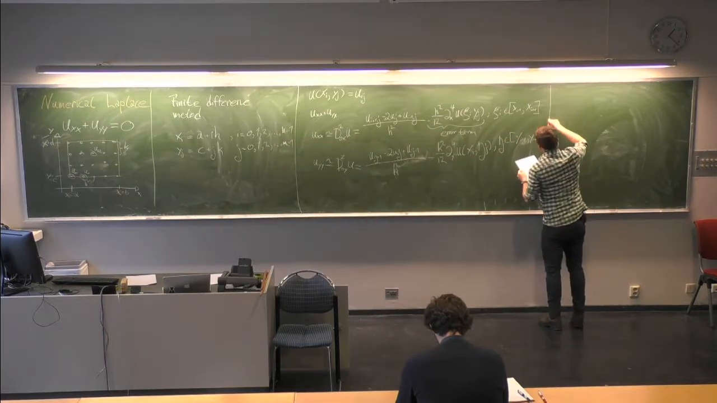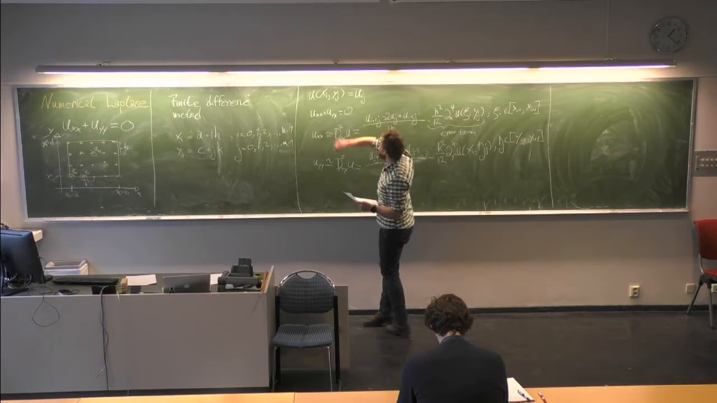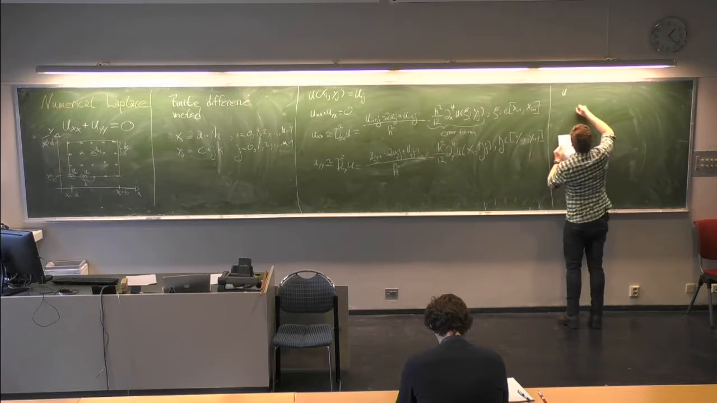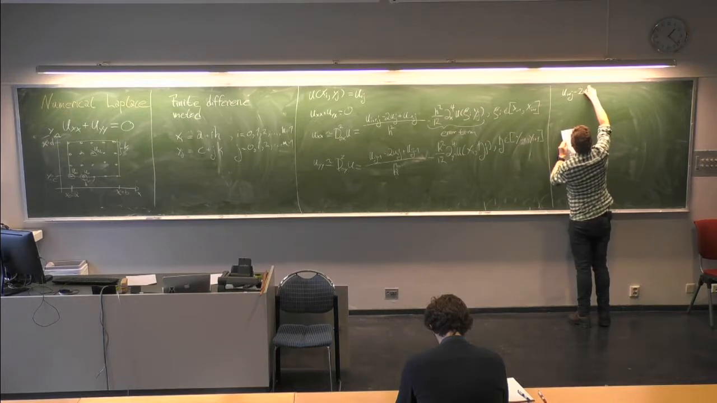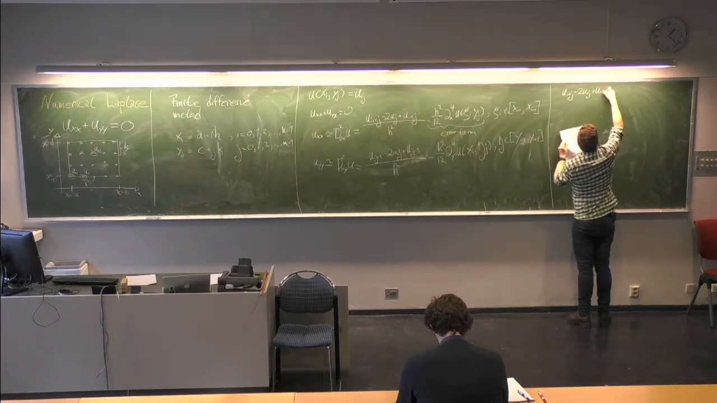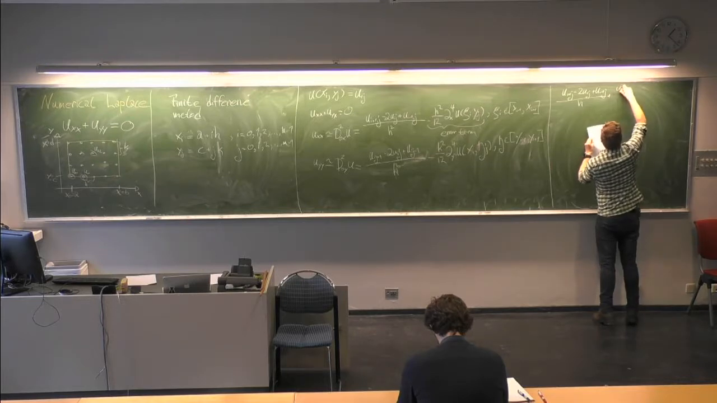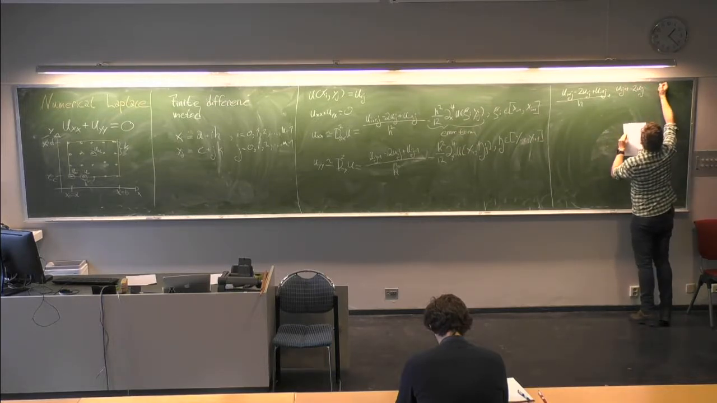Then we can put these two together. That's what we're solving. And we get u_i+1,j minus 2u_ij plus u_i-1,j over h squared, plus u_i,j+1 minus 2u_ij plus u_i,j-1 over k squared.